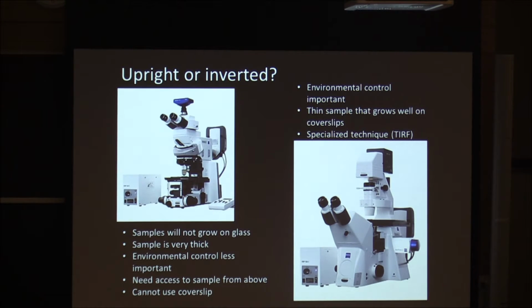If you have something where environmental control isn't as important, so say you're working with zebrafish embryos or cricket embryos that develop pretty well at room temperature, and you don't have to worry about CO2 and heating and things like that, an upright is a good option. You need to access your sample from above, and you can't use a cover slip. So those are reasons to use an upright microscope. Reasons for an inverted microscope are usually when you need really good environmental control. You have thinner samples that are growing really well on cover slips, or you're doing some sort of specialized technique like TIRF that requires an inverted microscope.